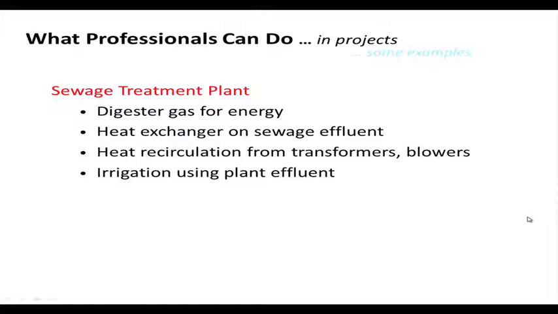So, what professionals can do, for example, in a sewage treatment plant, we can use the digester gas for energy, because digester gas has a lot of methane and that can be used for energy. We can use a heat exchanger on sewage effluent. We can take the heat out, and then use it to dry the sewage sludge. Heat recirculation from transformers and blowers, so try to minimize the heat loss. We can irrigate using plant effluent. Whatever the plant effluent is can be used for irrigation as long as it meets the effluent treatment standard. So, that can be done.